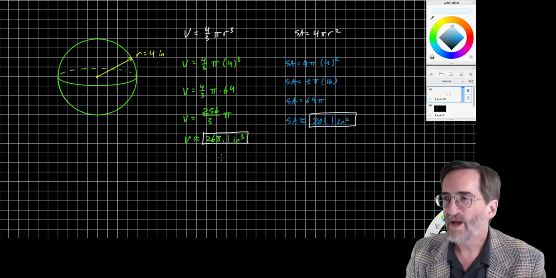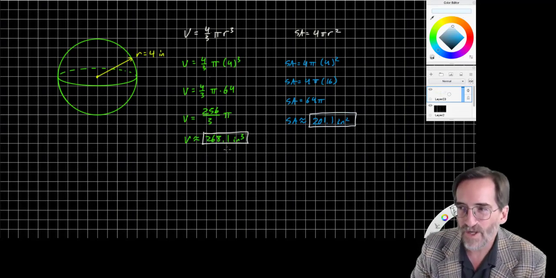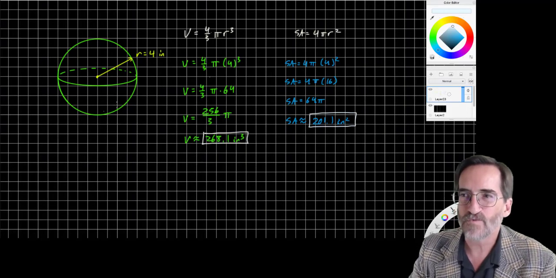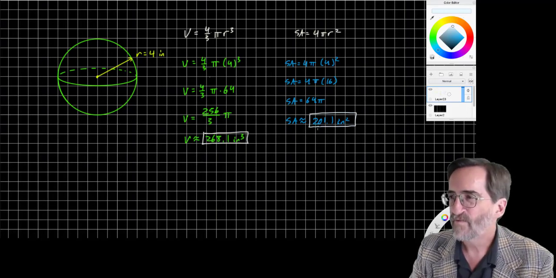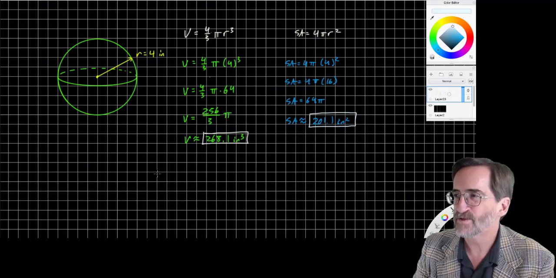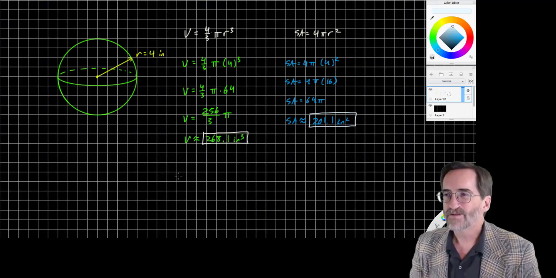So if I had sugar cubes that were all 1 inch on each side, it would take 268.1 of them to fill the sphere. If I had 1 square inch stamps to cover the sphere, it would take 201.1 stamps to cover, or stickers to cover the sphere. Surface area and volume.